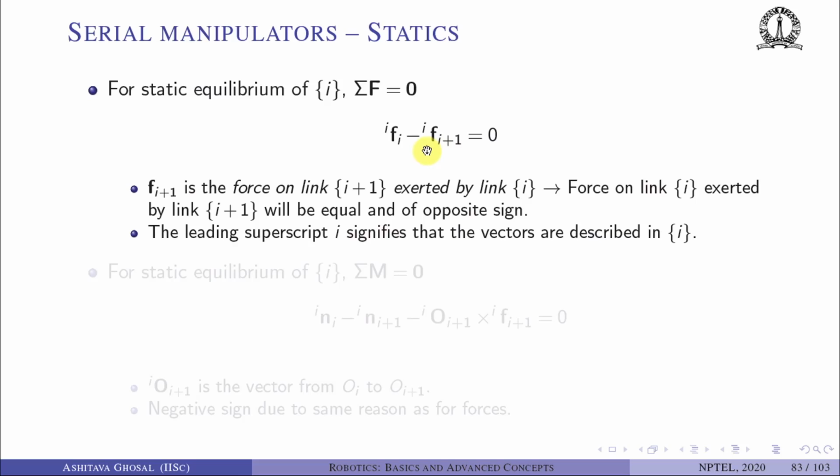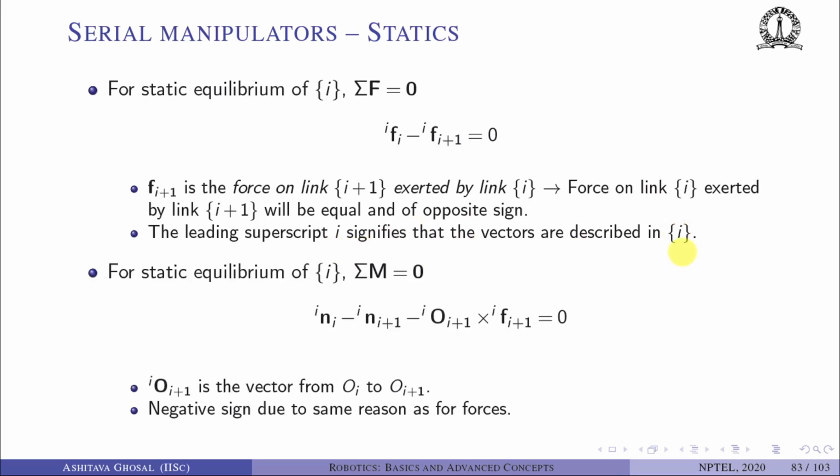Okay, so as I said, F_{i+1} is the force on link i+1 exerted by link i. Hence, the force on link i exerted by link i+1 will be equal and of opposite sign. And the leading superscript i signifies that the vectors are described in frame i. For static equilibrium, not only the sum of the forces must be equal to 0, the sum of the moments must also be equal to 0.